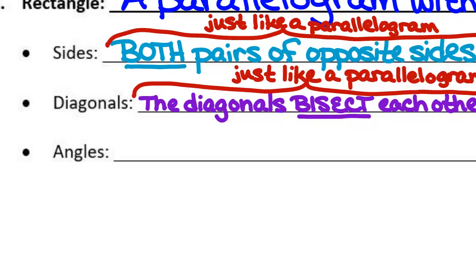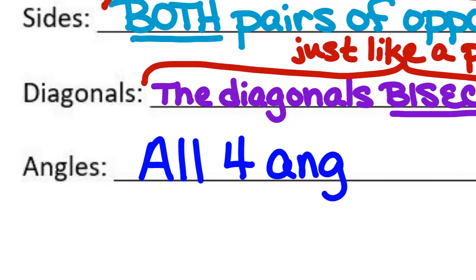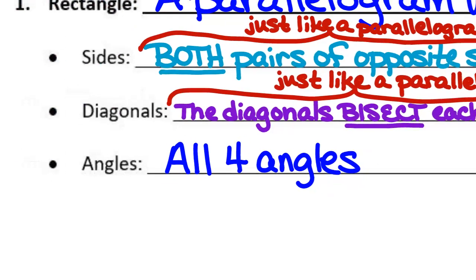All right, last thing. You guys already told me this already, but let's see if we can remember it. Tell me about the angles in a rectangle. They're all 90 degrees. All four angles are right angles.